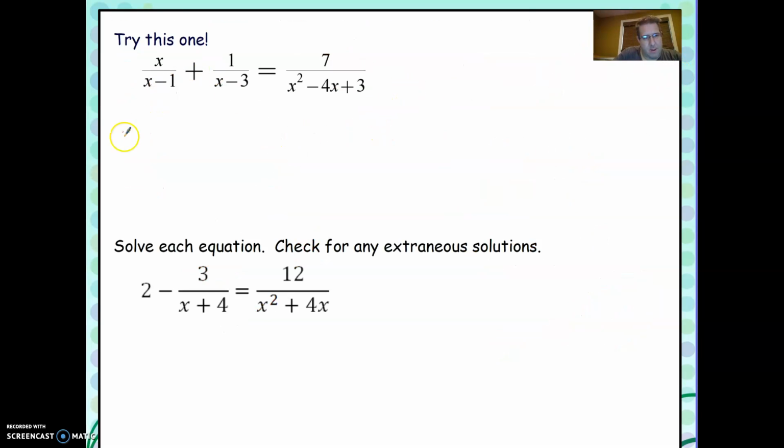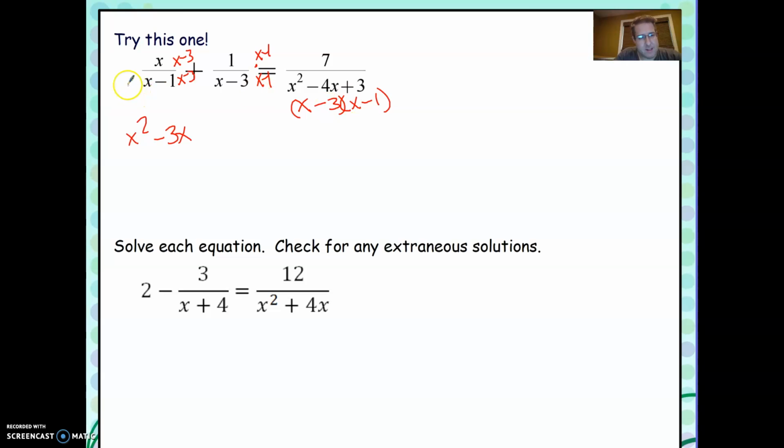All right, try this one. So first I'm going to factor this. So this becomes x minus 3 times x minus 1. I look at my denominators and I see, well, this is going to need to be multiplied by x minus 1. This is going to need to be multiplied by x minus 3. Okay, so that gives me x squared minus 3x right here.